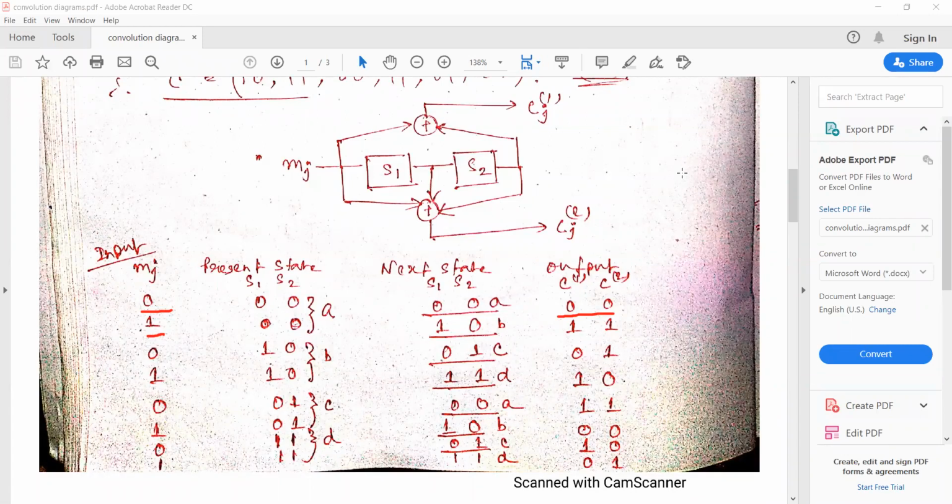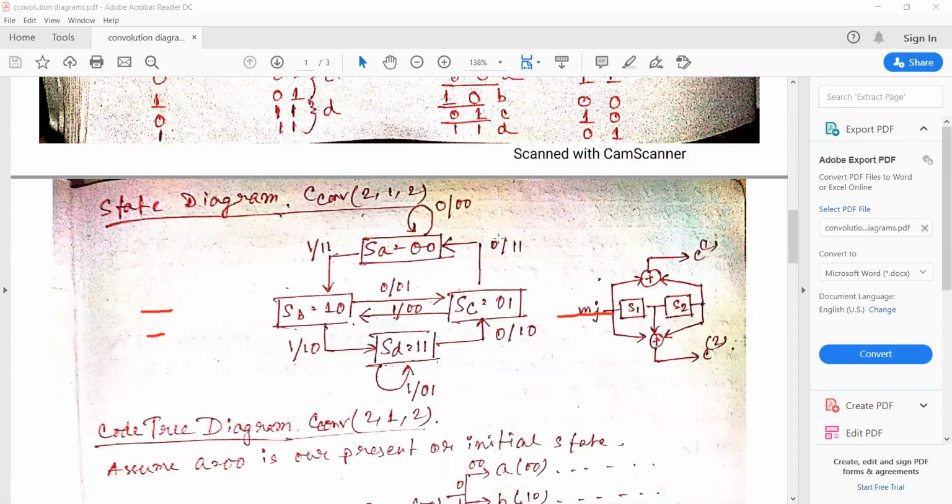So today we will discuss three important diagrams, which is called state diagram of the convolutional code. You have already studied it. I have given a lecture on this state diagram in the previous video. So I will just repeat it again today.